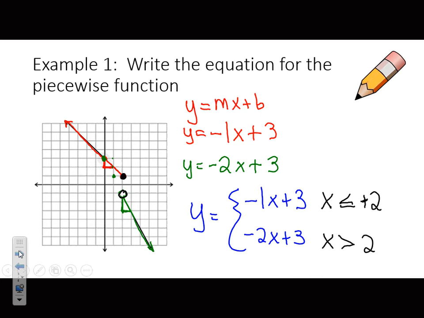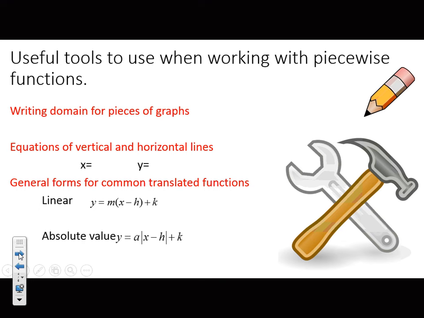Now, before we get into the rest of our examples, ladies and gentlemen, I want you to write down these useful tools when we're working with piecewise function. Writing the domain of a piecewise graph, that's going to be really important because we have to be able to put our restrictions on our graphs. Equations that are vertical are going to say x equals, the horizontal lines are going to be y equals, and they're just going to be numbers. So this could be like x equals 3, this could be y equals negative 3. Something like that, okay? It's very important that we can identify vertical and horizontal lines.